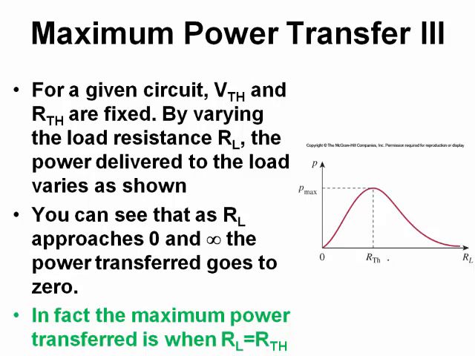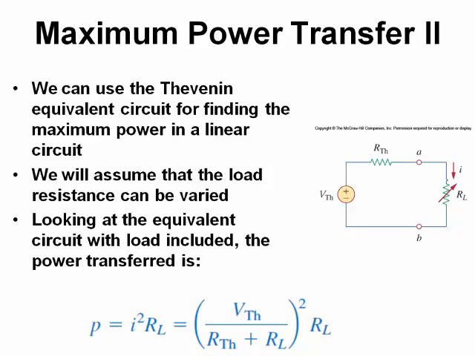And then you saw in lab that as you varied the load resistance, there was a place where the power transfer was at a maximum. This is when the value of the load resistance exactly equals the Thevenin resistance. When you have that condition, you get maximum power transferred into that load resistor.